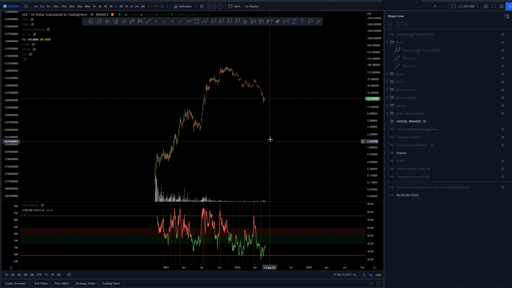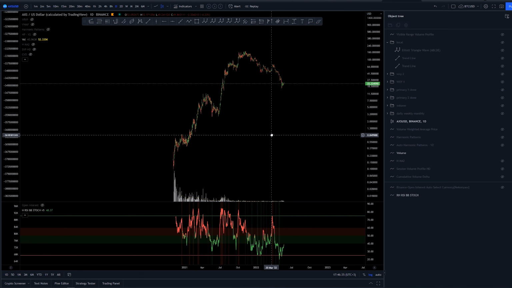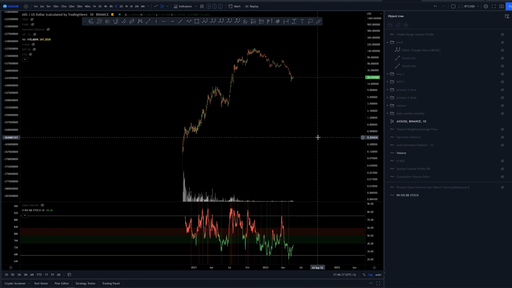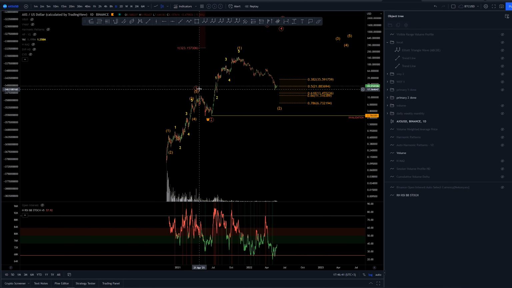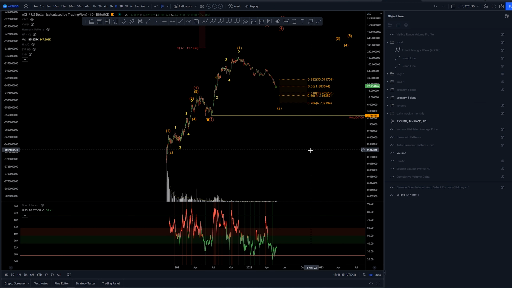Let's get going. First of all, overall wave count. We have two different possibilities here that I see. We have a possible 1-2 of primary and creating another 1-2 of intermediate.